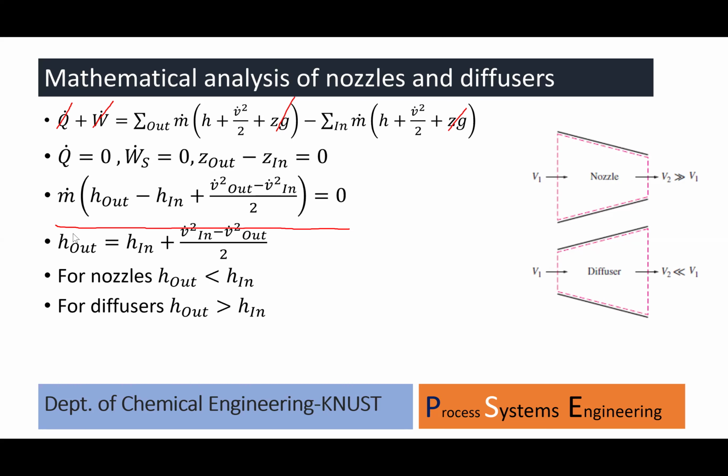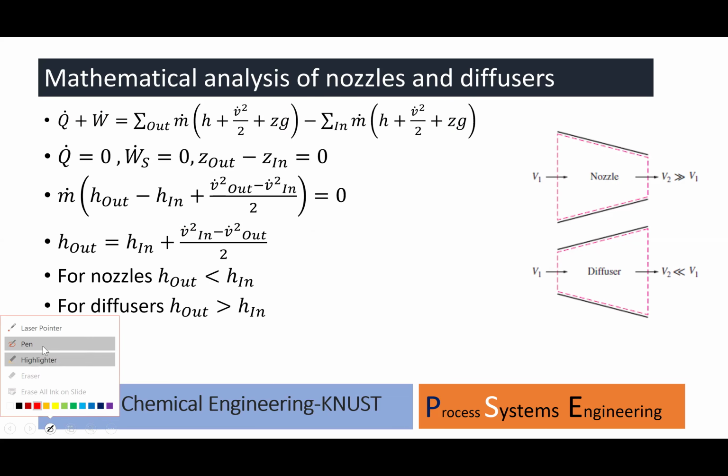So we can decide to make our change in enthalpy the subject. And then we end up with this expression. So one thing to note, for nozzles, the enthalpy out is going to be less than the enthalpy in. Remember we said that for nozzles, the velocity of what is coming out is higher than what is coming in. So if the velocity coming out is higher than what is coming in, it means V2 or V out squared is greater than V in squared. So the overall expression here becomes negative. So H out is going to be H in minus something. That's why it's less than H in.